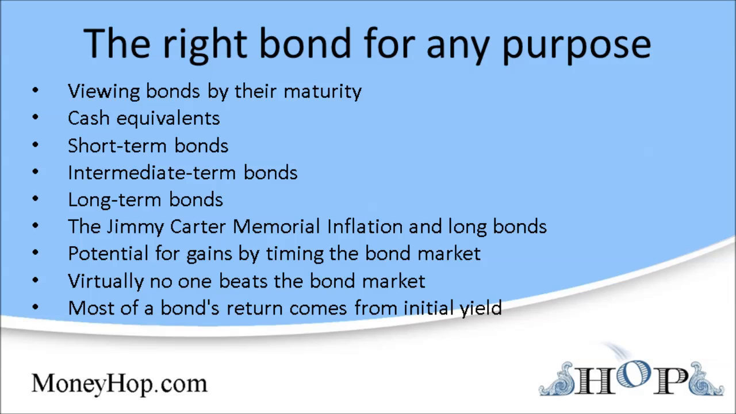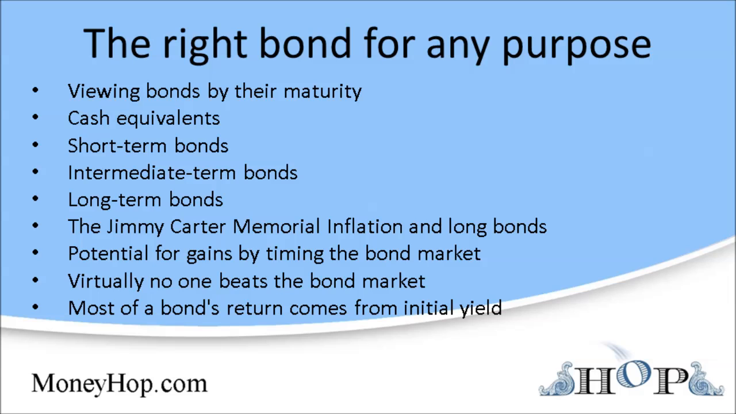Bonds usually are classified into cash equivalents, short-term, intermediate-term, and long-term bonds. Cash equivalents are US Treasury bills which mature in 90 days, short-term certificates of deposit, or so-called commercial paper issued by large companies. Cash equivalents normally mature in 120 days or less and face little interest rate risk. The interest rate risk is low because even if interest rates zoom up, your investment will soon be returned and you can reinvest at the higher interest rate.